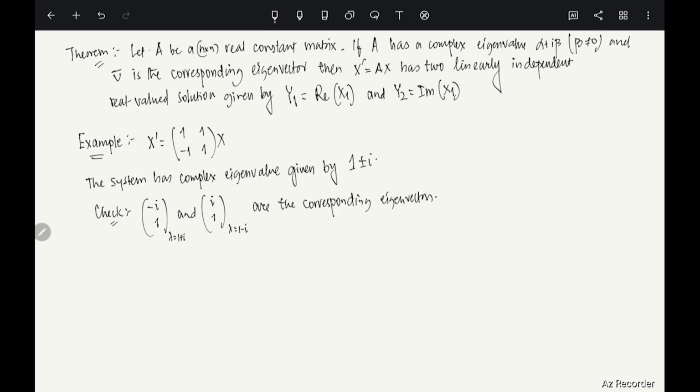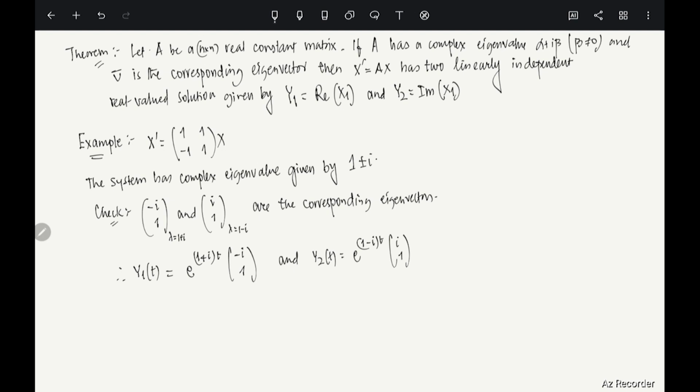Once you have this, what are the solutions? Basically, y1 of t is e to the power 1 plus i times t, times the vector minus i, 1, and y2 of t is again e to the power 1 minus i times t, times the vector corresponding to 1 minus i, which is i and 1. Clear? Okay, so this is there.